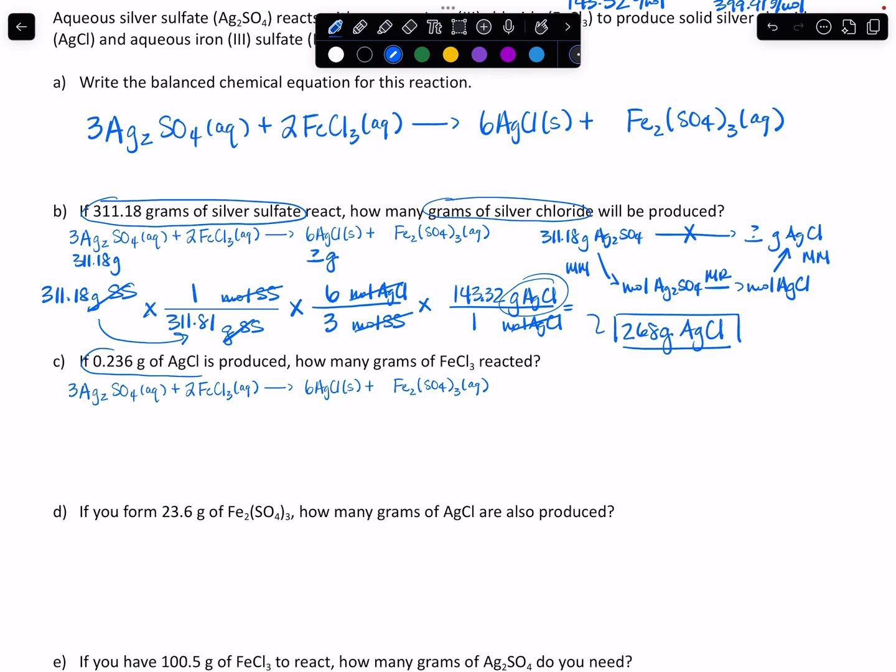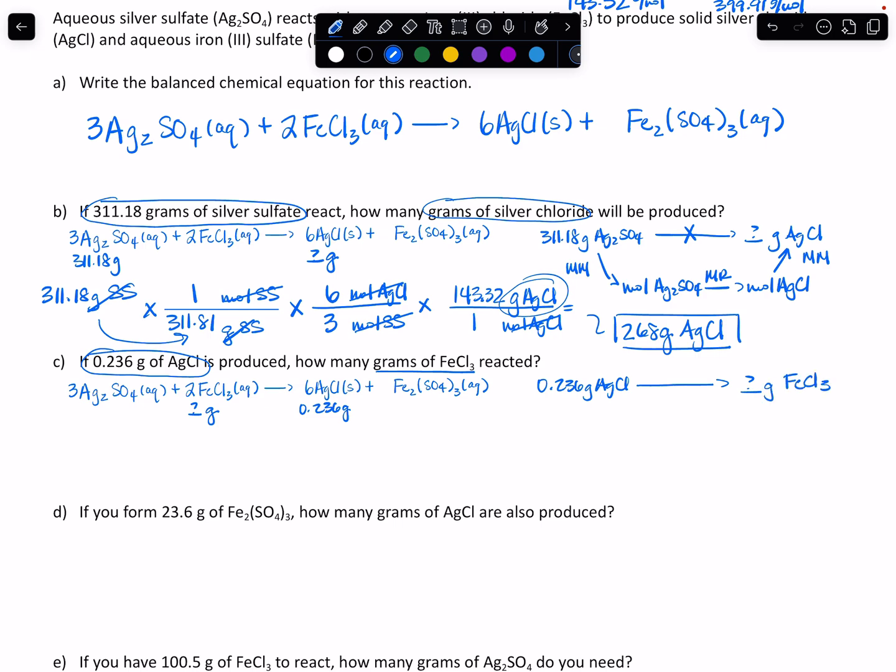All right, so this is our given amount, and this is what we are trying to find. All right, so we have 0.236 grams, and we're asked to find grams of FeCl3. So as soon as I see that I have amounts for 2 different chemical entities, stoichiometry. So I'm going to need a mole ratio step. But first, I got to write out my plan. So 0.236 grams of AgCl, and we're trying to convert that into grams of FeCl3.